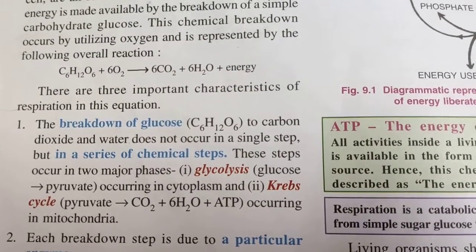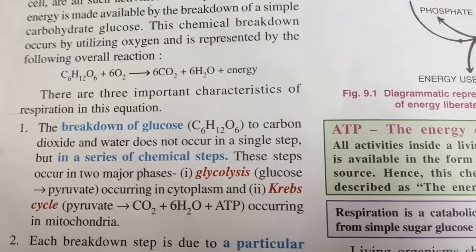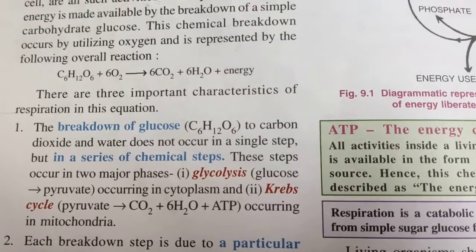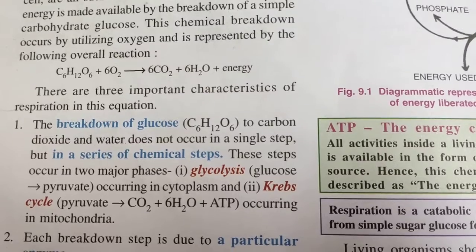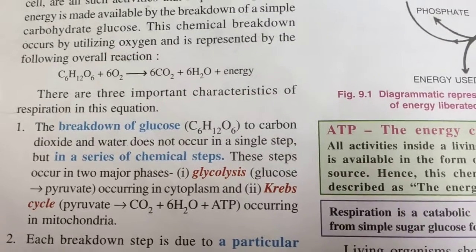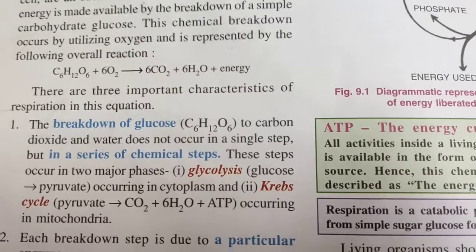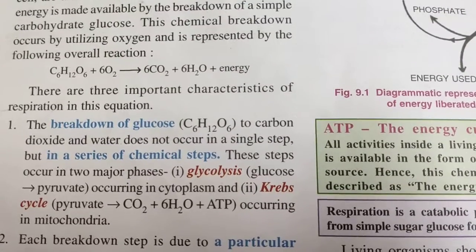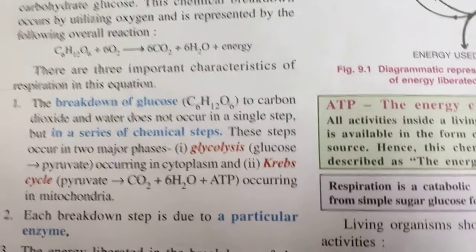Now we have to know, what is the site of glycolysis? Glycolysis occurs in cytoplasm and Krebs cycle occurs in mitochondria. So these are the two locations we need to know, and these are the two phases in which respiration can be divided. I hope it's clear. You have to practice the chemical reaction.